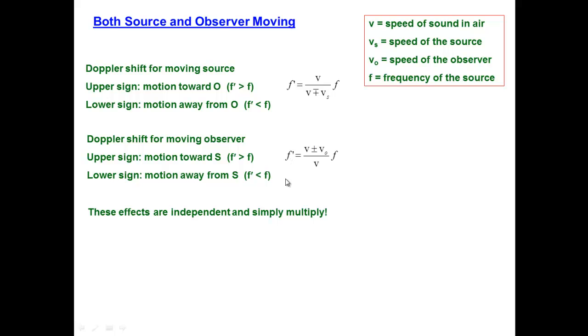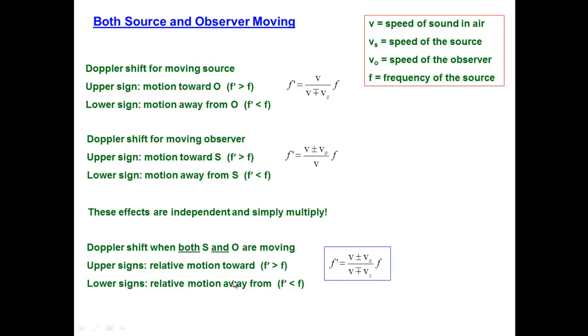And what would happen is, you can sort of see what would happen, the v in the numerator and denominator would cancel, and I would be left with this equation here, which looks kind of intimidating because of the plus and minus signs, but is really not too difficult. All we have to remember is the observer velocities in the numerator, the source velocities in the denominator, and we have to remember that the upper signs are used for relative motion toward, either the source moving toward the observer or the observer moving toward the source, and the lower signs are for relative motion away from.